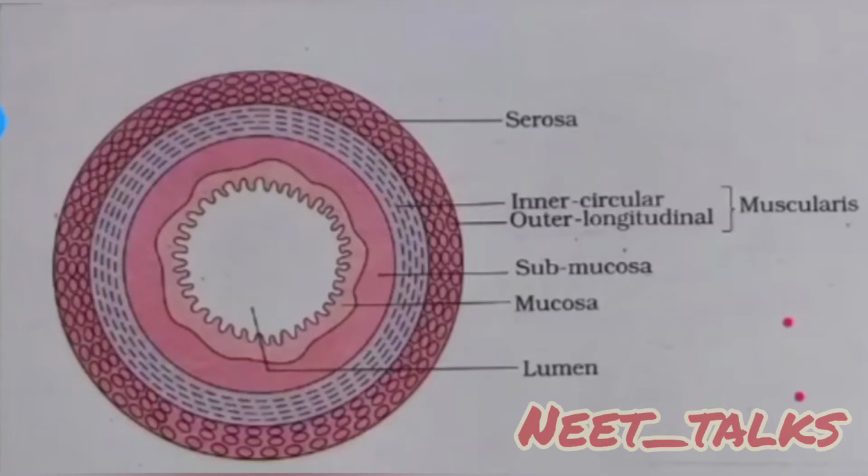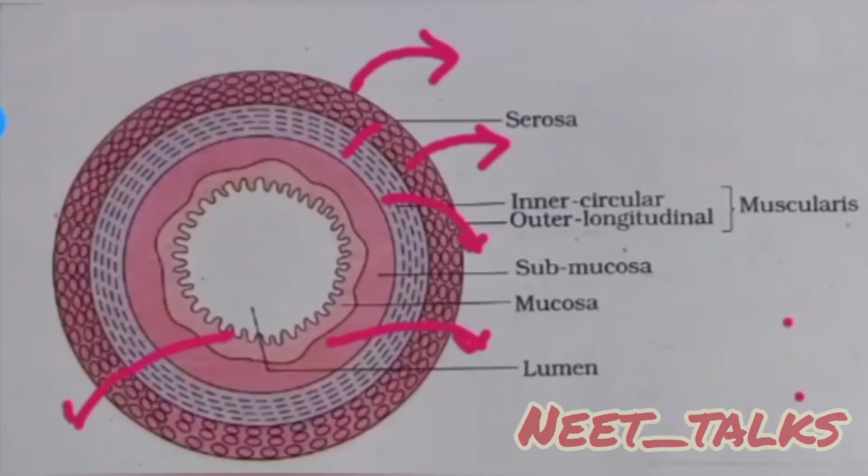This is our familiar picture from our NCERT. It shows the 4 layers of the alimentary canal. The outermost layer, that is our serosa. This is serosa. Then there are 2 muscular layers, outer longitudinal and inner circular. Then our submucosa, this is mucosa, and this is the lumen of our alimentary canal. Right? So these are the 4 layers.